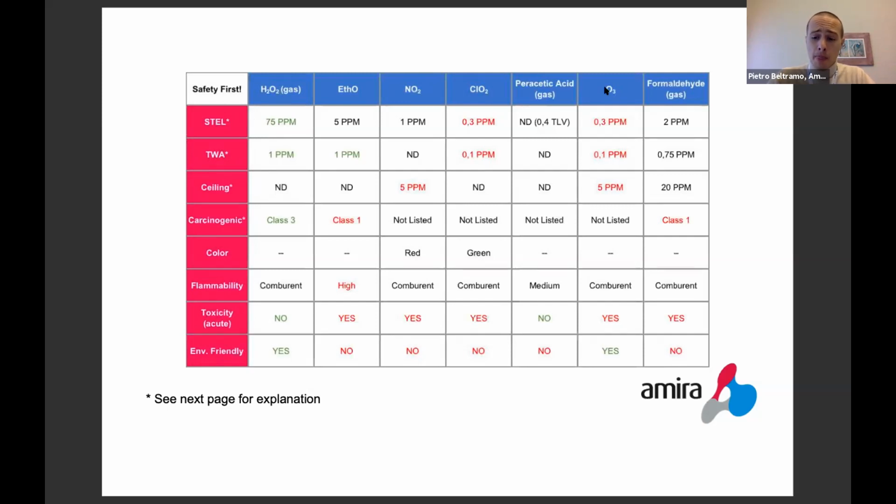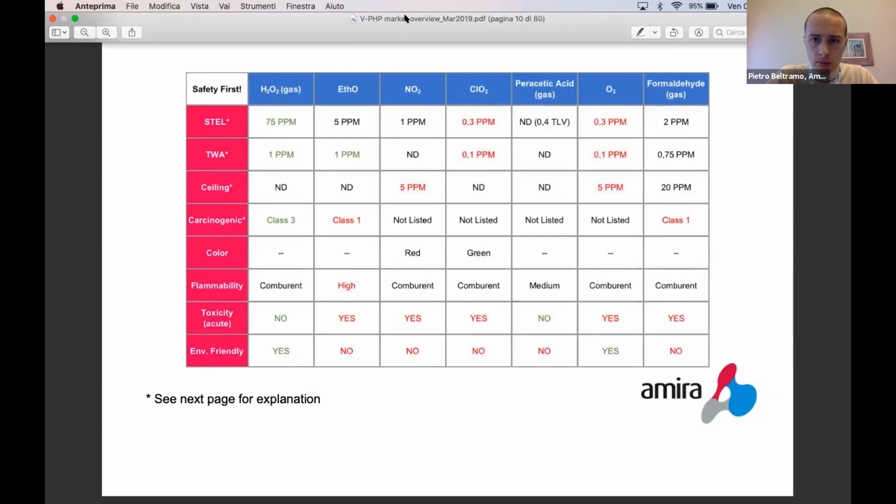In this period of time, there are a lot of people speaking about ozone to do sanitization of rooms, whatever. And there is a Q&A.